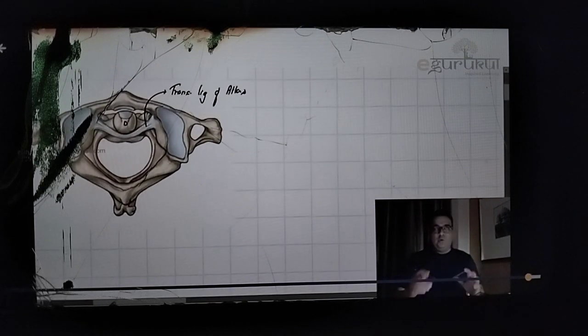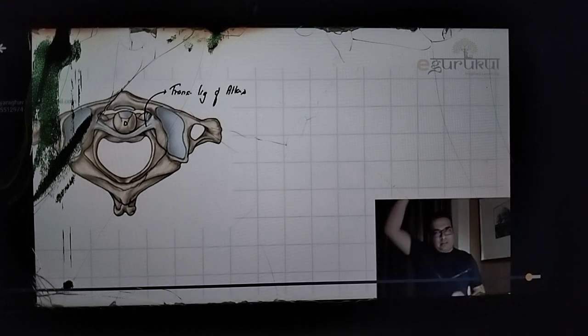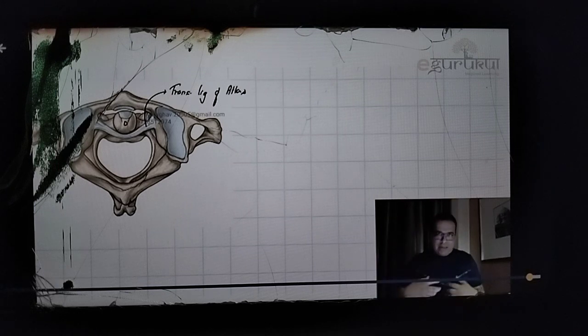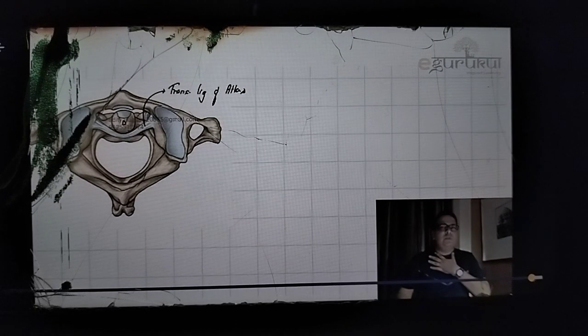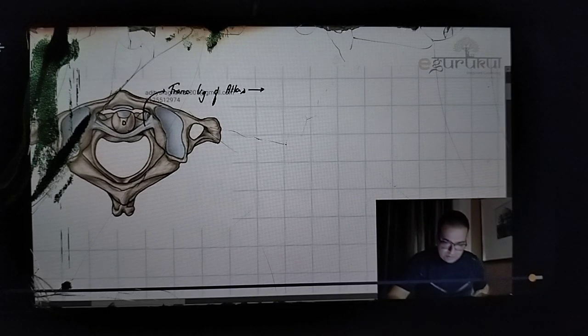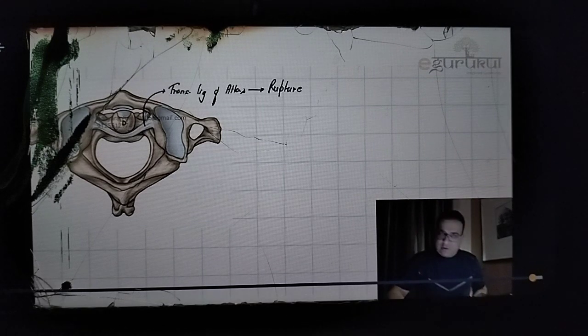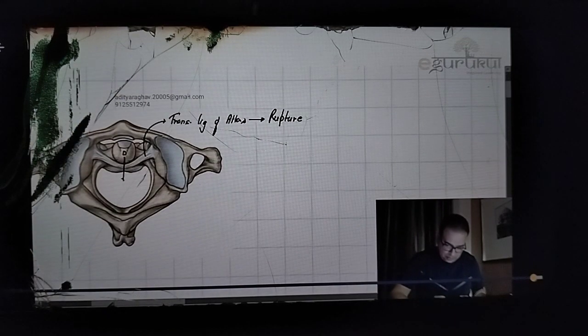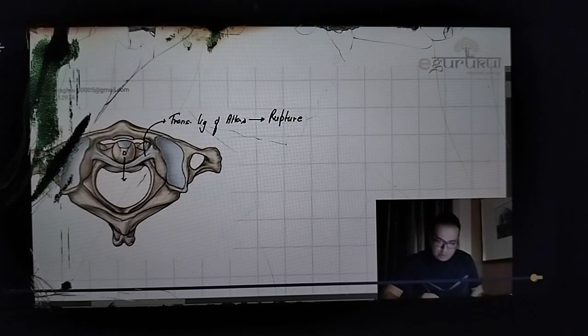You must have noticed that when somebody is sentenced to death, they put a rope around the neck and open the floor so that the person falls. When the person falls, there is a very abrupt extension, and that extension will rupture this ligament. If this ligament gets ruptured, what will be pushed? This dens will be pushed anteriorly. This dens will come in front. Not in front, actually it should be posteriorly.